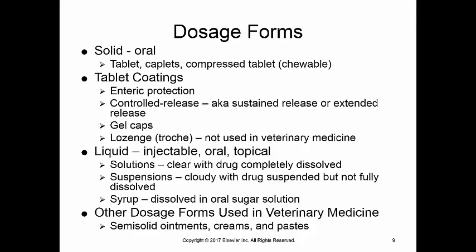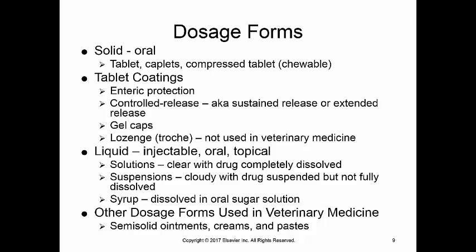When we have a solution, this is clear, you can usually see through it, and the drug is completely dissolved within. Suspensions are cloudy, and so the drug is actually suspended but not fully dissolved, and so a lot of times when we have suspensions, these are things we have to shake well to make sure that we mix the drug in there and that it will dissolve evenly across before we end up either injecting it or giving it orally. And then lastly, we have syrups, and syrups are for oral use, and they're drugs that are fully dissolved in a sugar solution. An example of a syrup would be something like Robitussin.